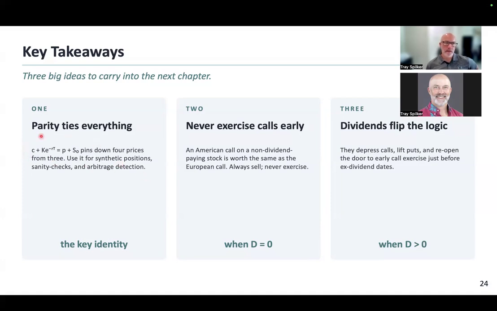Key takeaway number two, we never exercise American call options early when they pay no dividends. You can always sell it for more or never exercise it. You're always strictly better off. And key takeaway number three, dividends flip that logic. They depress the value of a call option and increase the value of a put option. So it reopens the idea that we might want to exercise call options a little bit earlier and defer put option exercises when dividends are being paid.